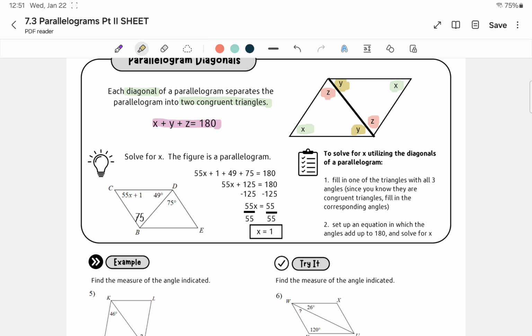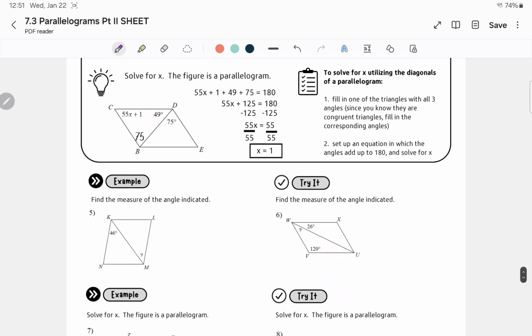The corresponding ones have to match up. That's how we're gonna solve these problems. So make sure you're kind of flipping it over the diagonal, right? Like the Z goes over here and the Y goes over here, okay? So keeping that in mind, let's look at number 5.